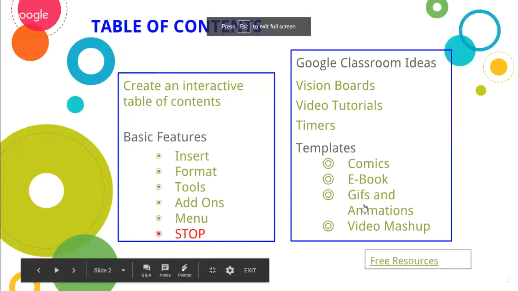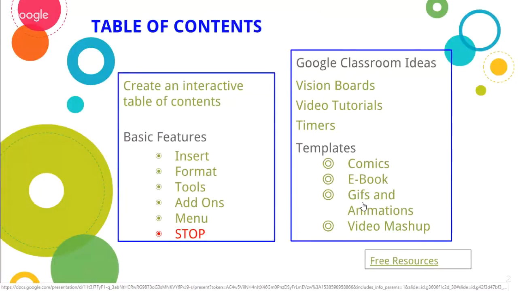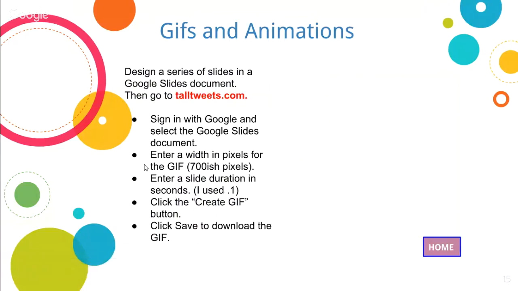Really neat activity. Gifs and animations. Now, I keep saying I'm not very tech savvy, but really it's kind of tech simplicity. So when it comes to gifs and animations, I thought it would be too complicated. But what I've learned is that I can design a series of slides and then go to this place that's free called talltweets.com. I sign in with my Google account. I enter a width in pixels. I enter the slides and how long the duration between slides should run. So it's going to play the slides in succession. And then I click a create GIF button.